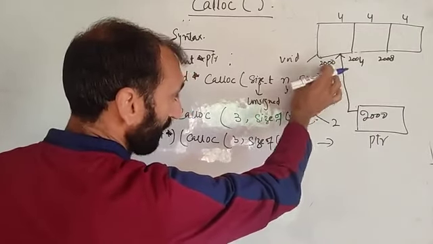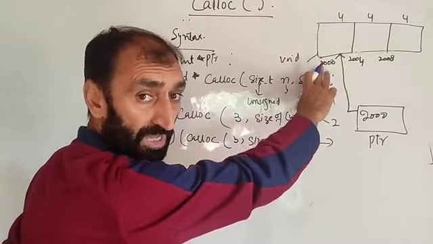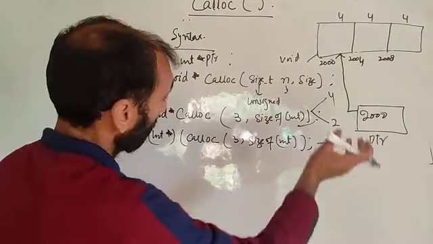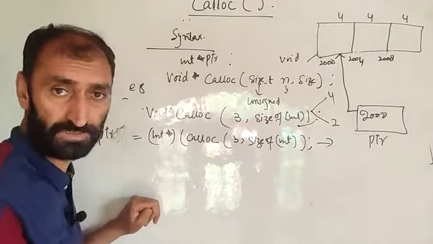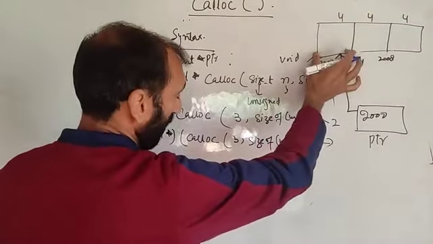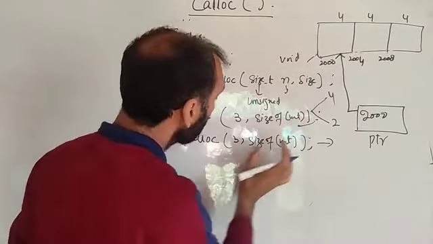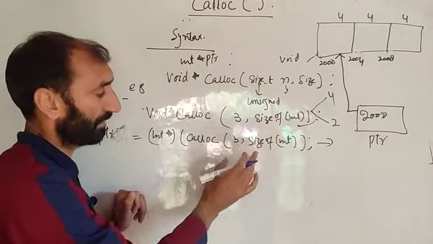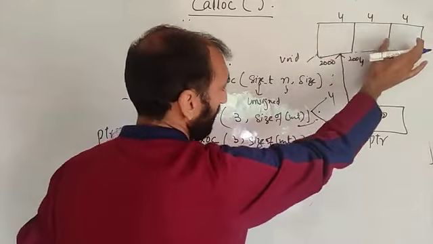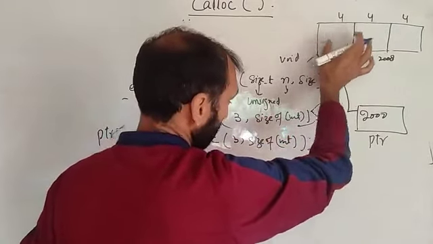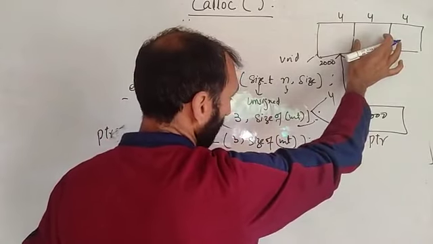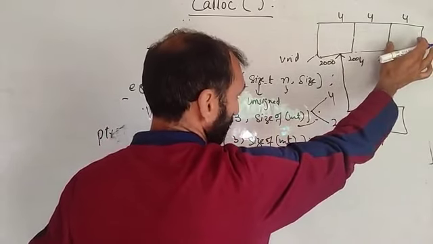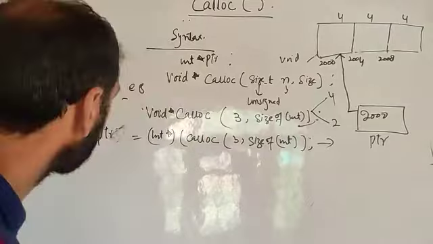Here the address of the first byte is 2000, or we can say the base address of the first block. Here it is block 1, block 2, block 3, because I have requested 3 blocks here of size integer. That means all these blocks are of the same size. It is 4 bytes, this block is also 4 bytes in size, and this block is also 4 bytes in size.